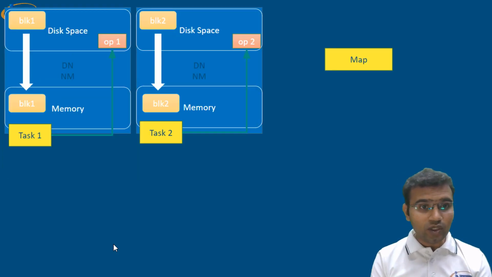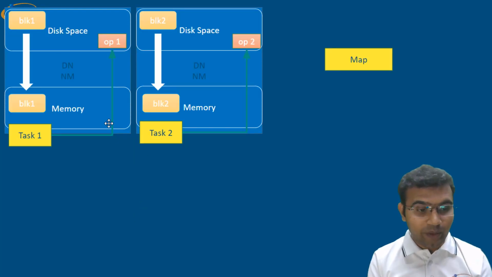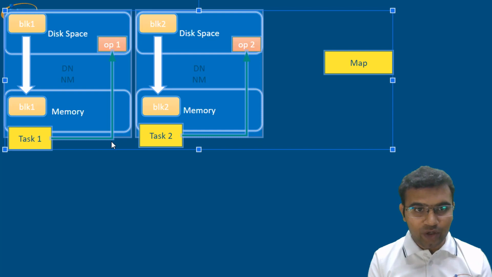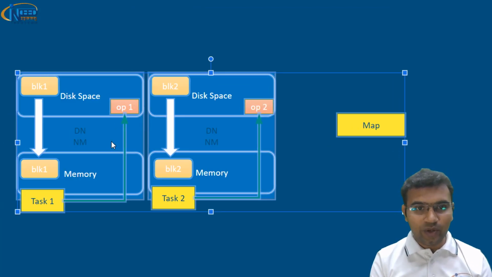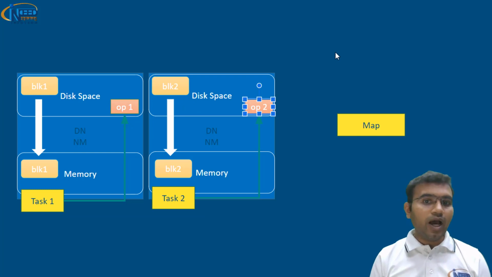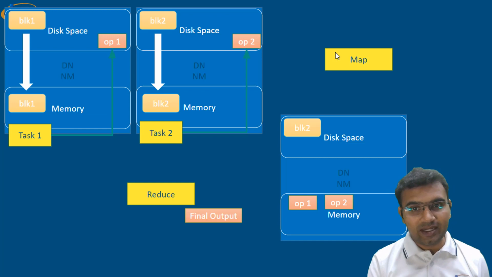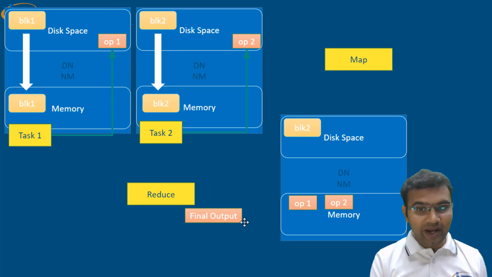When the output comes, where will that output go? That output will go back to the memory. So op1 and op2 here are the outputs which are going to the memory. You can see these outputs went back to the memory. Now, when these outputs are there, the reduce task will start. The reduce task is going to pick up those outputs and give a final output.